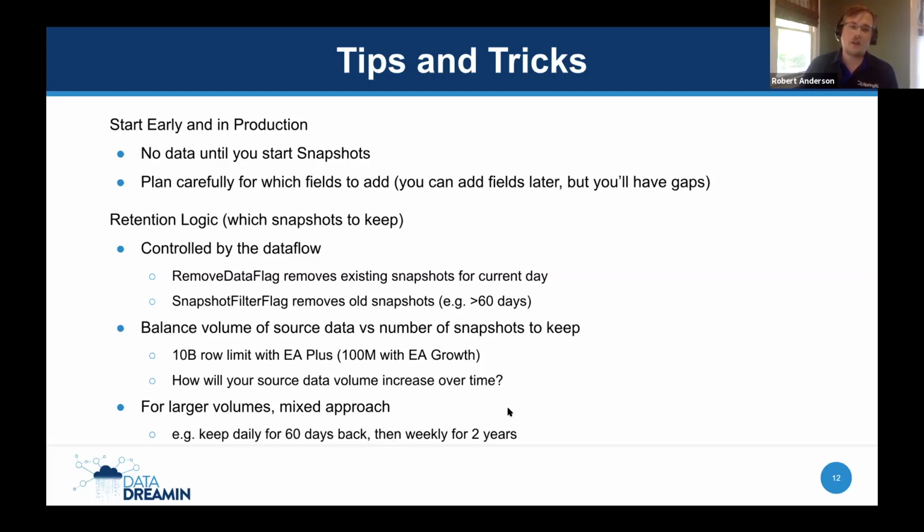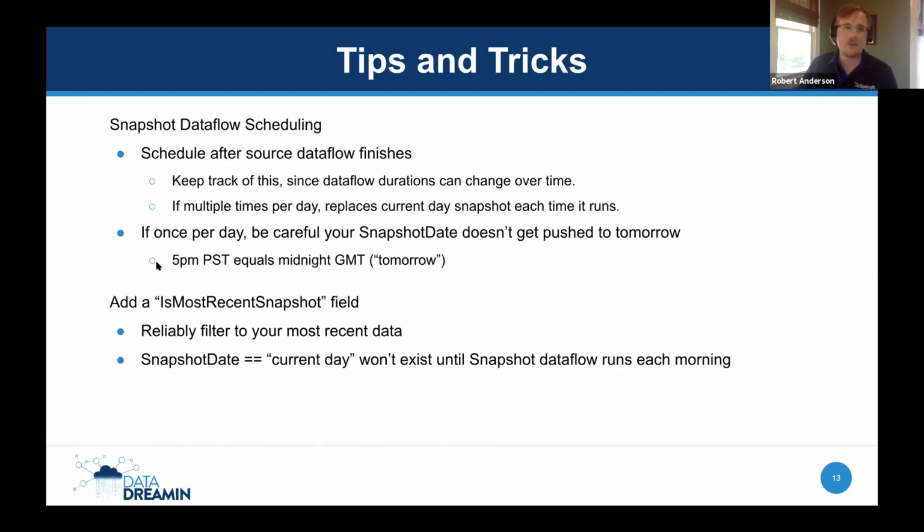And then for larger volumes, with that remove data flag or the snapshot filter flag, you can take a mixed approach. For a recent project, we did something like keeping snapshots daily for 60 days back, and then past 60 days, keeping weekly for 2 years. So maybe after 60 days, you really only need to compare week over week. You can do that kind of logic with SAQL expressions for your compute flag, or for your flags for the filtering.